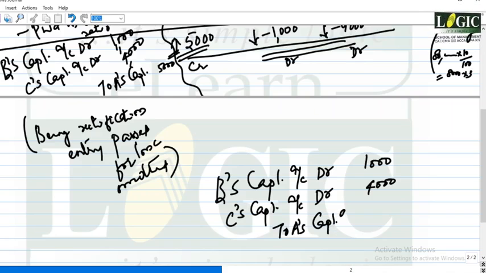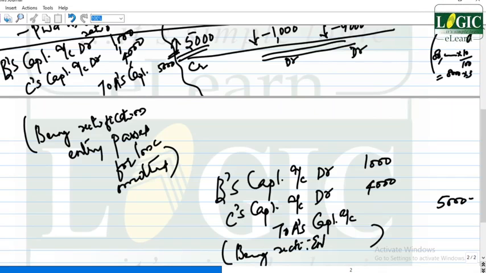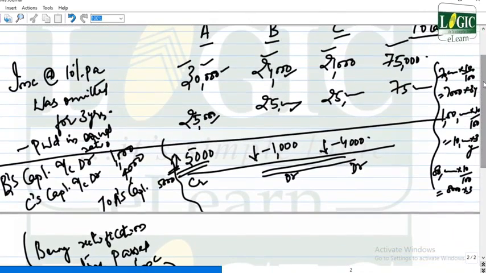To A's capital account, how much? 5,000, being rectification entry passed. Okay, so this is how you will have to do. The first pattern is this, wherein a single item is omitted.